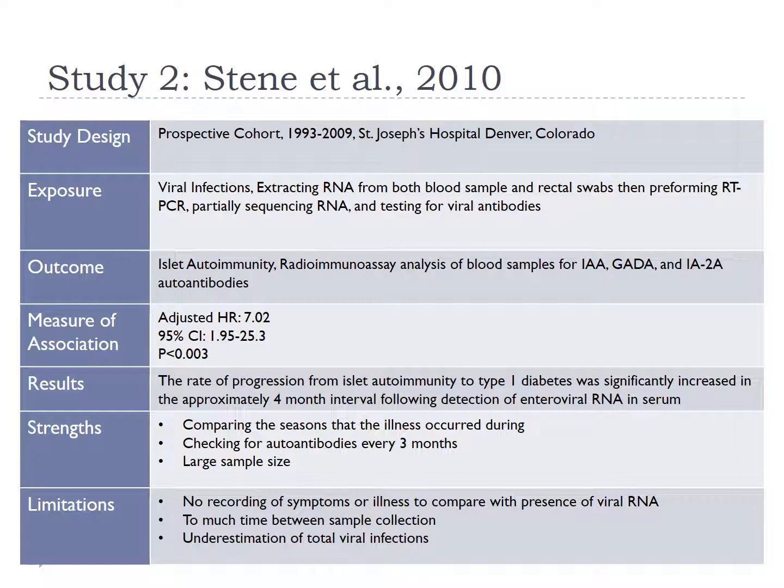The limitation the study had was that they only used samples that they took to measure viral infections. Within the 3-month interval between samples, this could lead to an underestimation of the total number of infections that children had because the viral RNA will not be in the patient's serum for a long period of time after the initial infection.